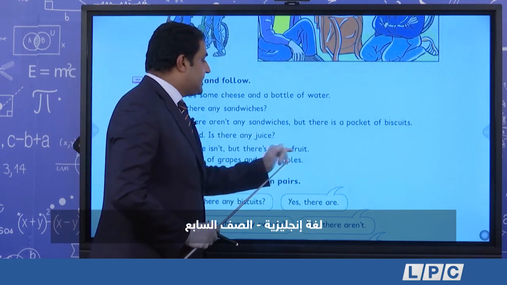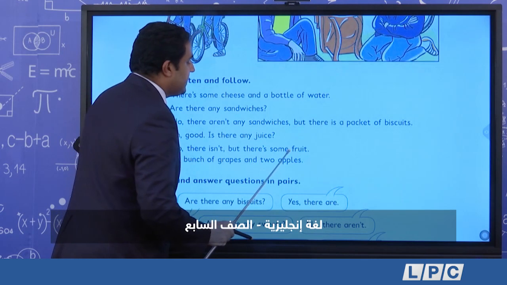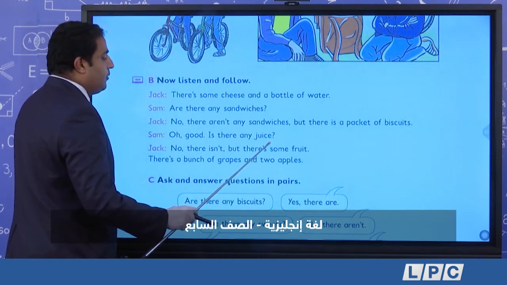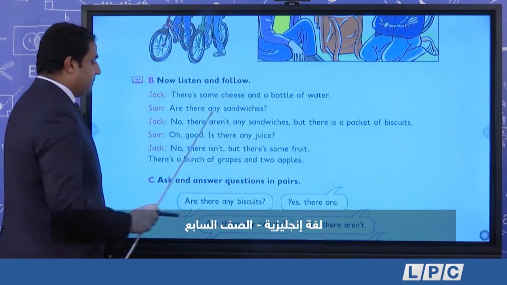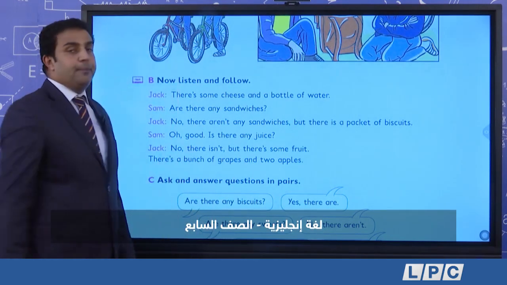But there is some fruit. Here fruit is uncountable, so we also used is. There is some fruit. Why do we use is here? Because fruit is uncountable. There is a bunch of grapes and 2 apples.